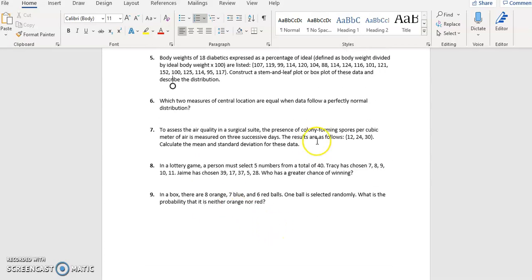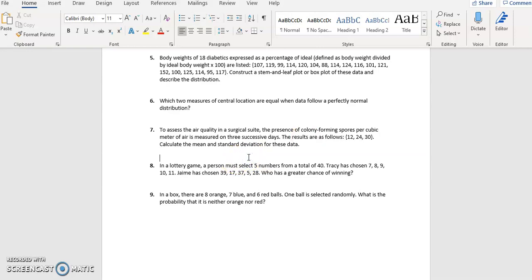Now let's look at number 7. Basically, you need to calculate both the mean and standard deviation for only these 3 data points. It's only 3 data points, so you can either do that by hand or again, type those 3 numbers into a column in StatCrunch under one variable and do your summary statistics. Find the mean and standard deviation and then just write them below.